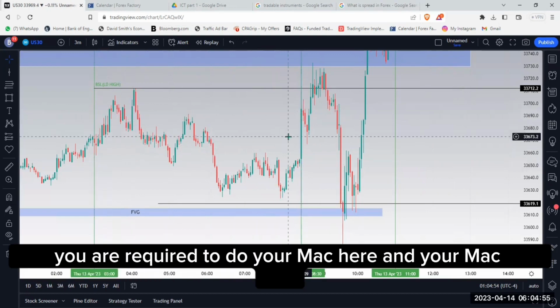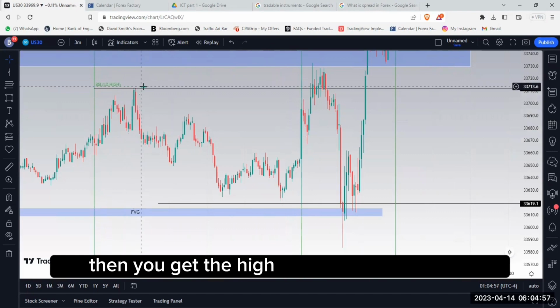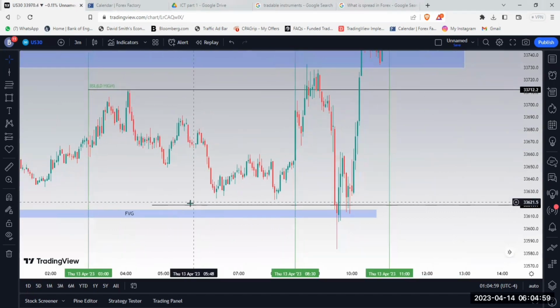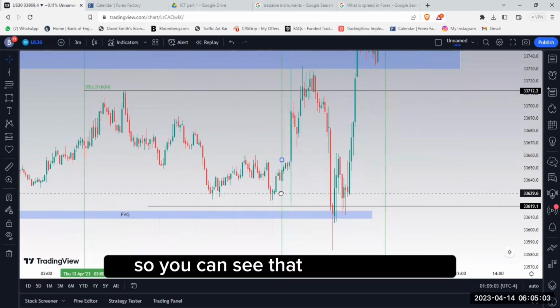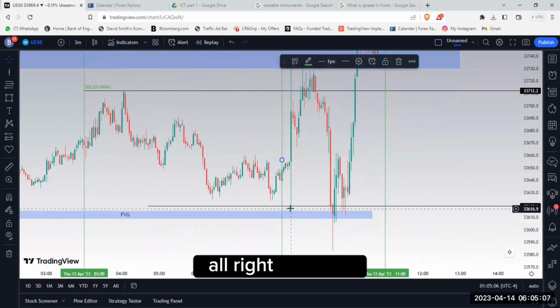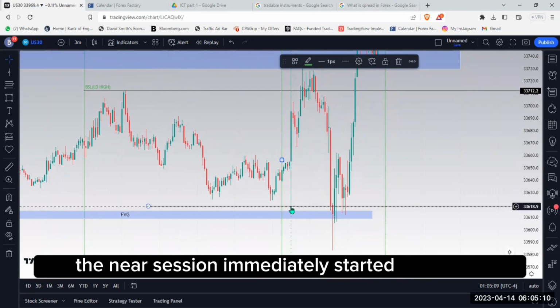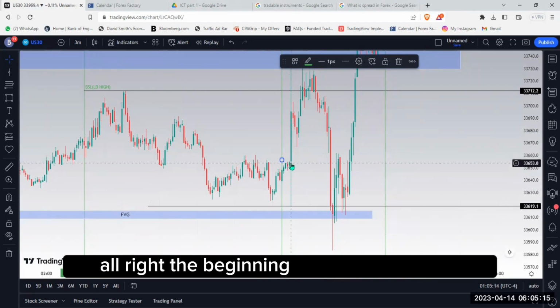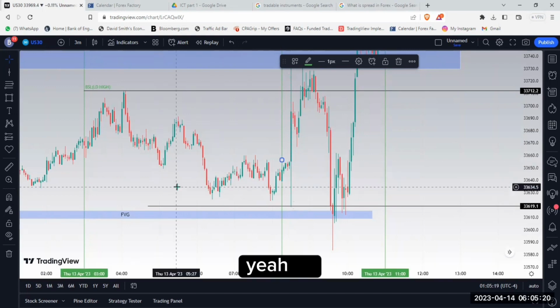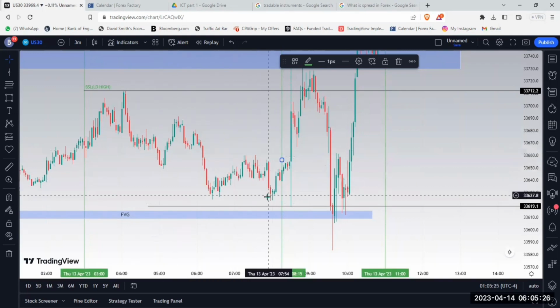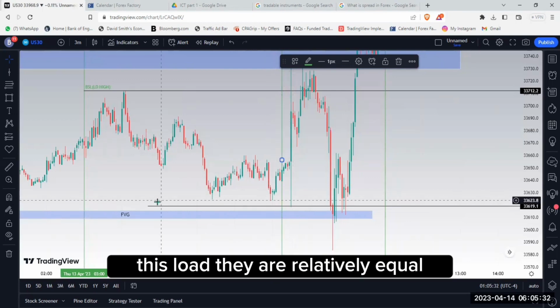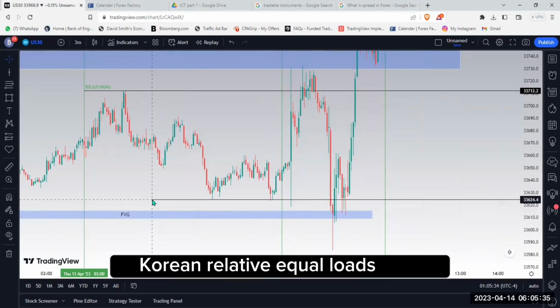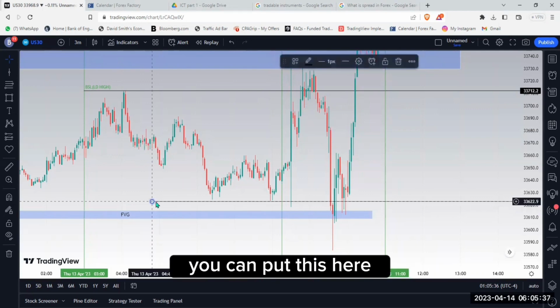You mark here and you mark here. Then you get the high of the London session and the low of the London session. You can see that this is the low, because the New York session immediately started from here, the beginning of the New York session. And you get the high. But this low and this low are relatively equal. We call them relative equal lows, right? So you can put this here.